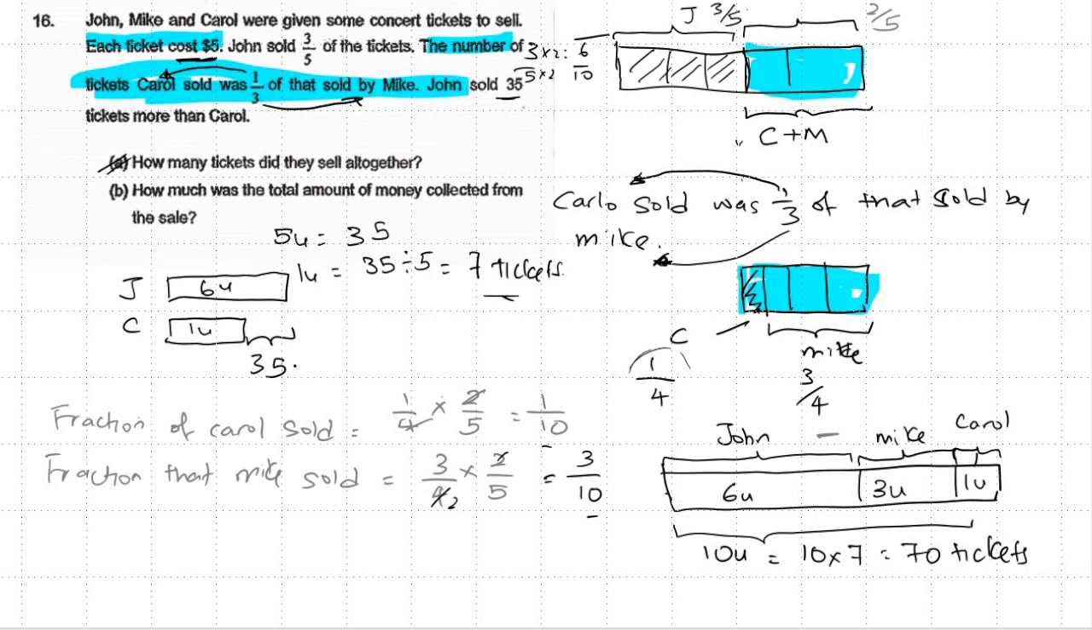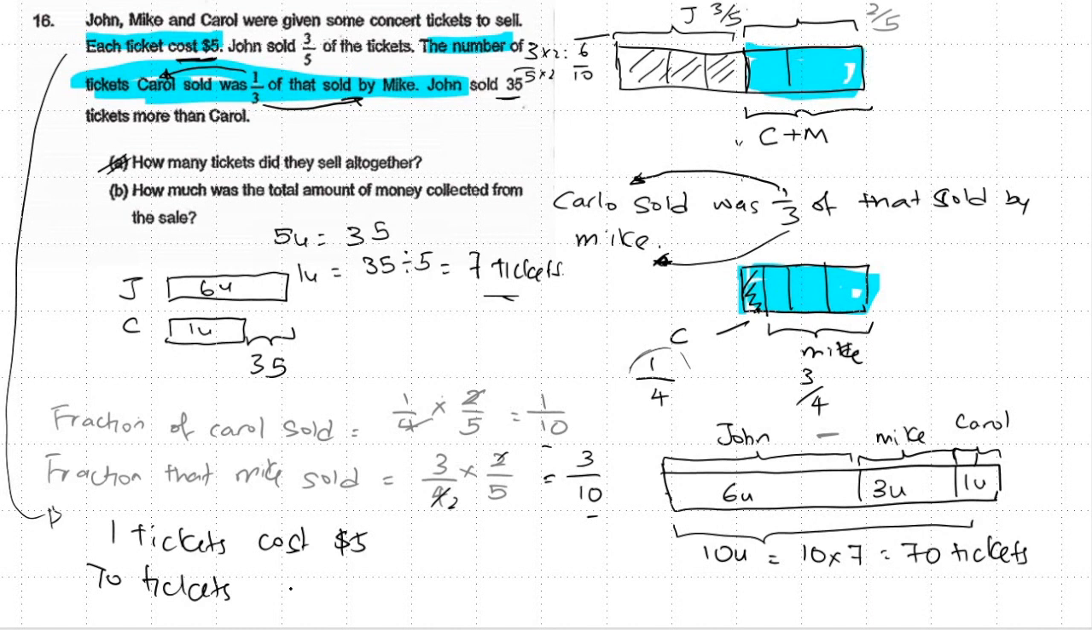But then how much was the total amount collected from the sales? Another thing, we know that 1 ticket costs $5 from the question here. Since 1 ticket costs $5, and I have a total of 70 tickets, 70 times 5 will be $350. So this is the answer to part B.